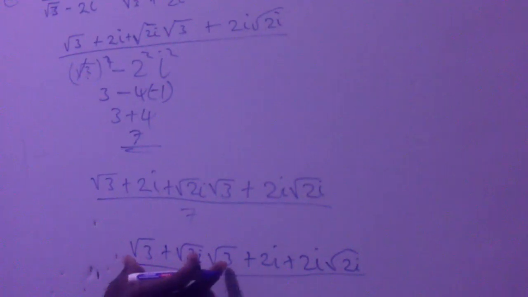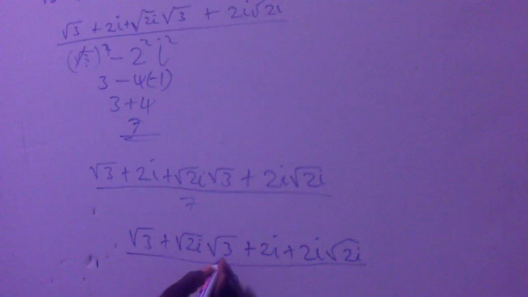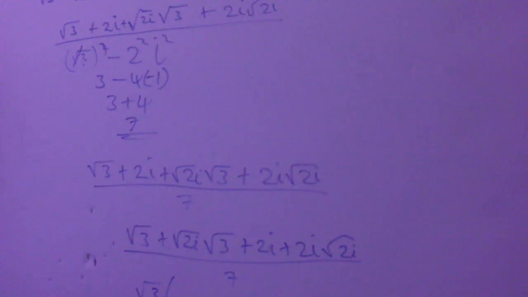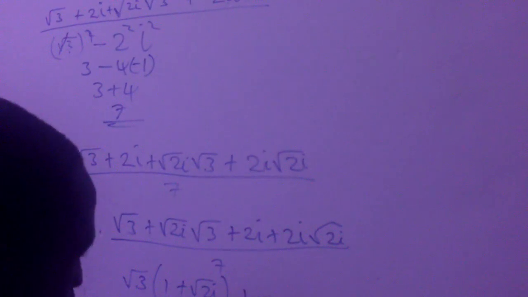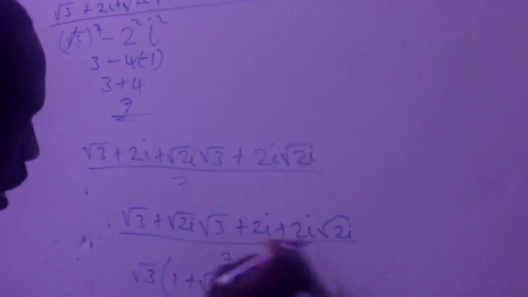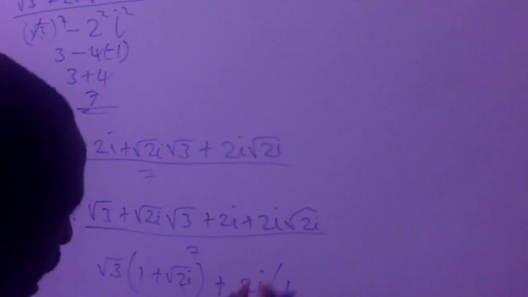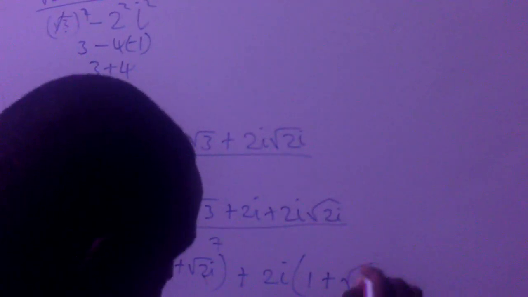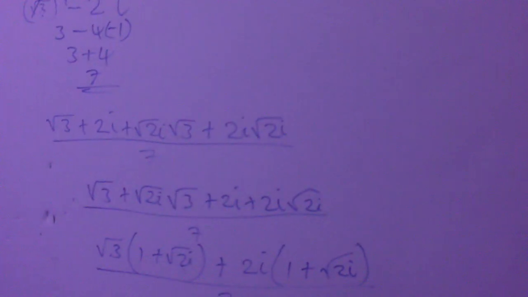Then we are going to factorize what is common. Looking at what is common here, we can see that this is root 3, this is root 3. So we'll factor out root 3. Then you open a bracket, root 3 into root 3, which is 1, plus root 2i. Then we'll close, plus what is common here. We can see that 2i is common. 2i into 2i is 1, and 2i into 2i root 2i is root 2i. Okay, so we close, we say over 7.